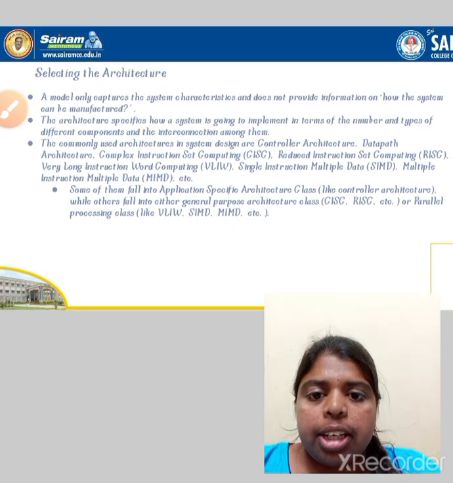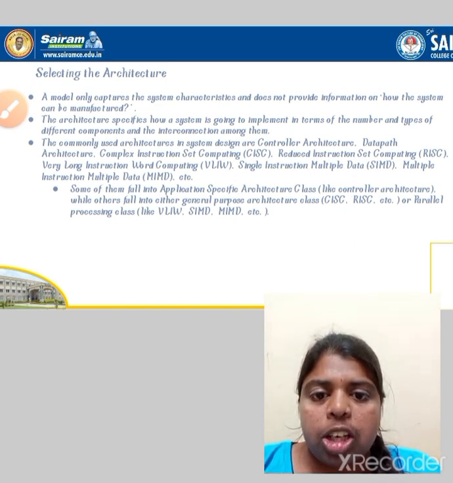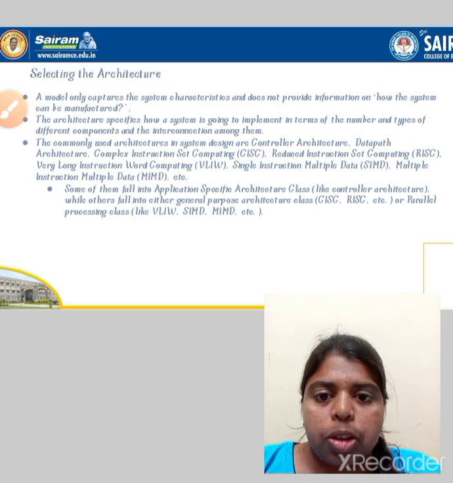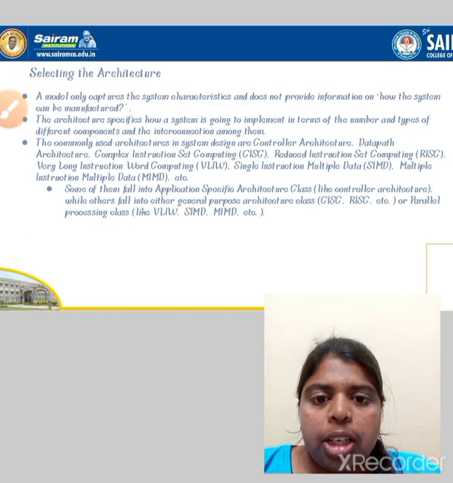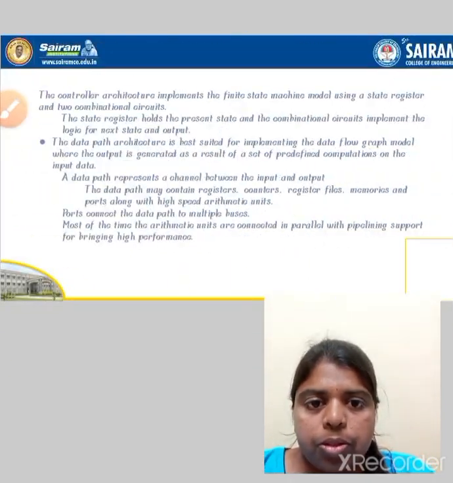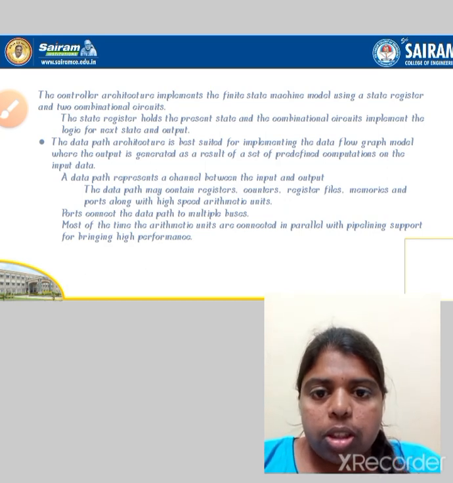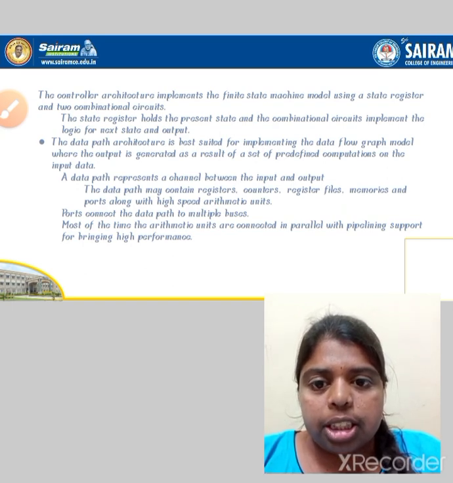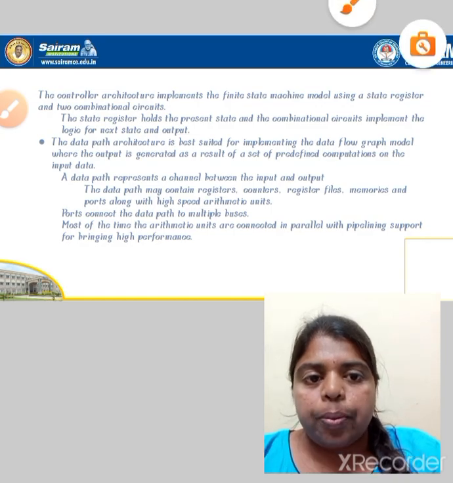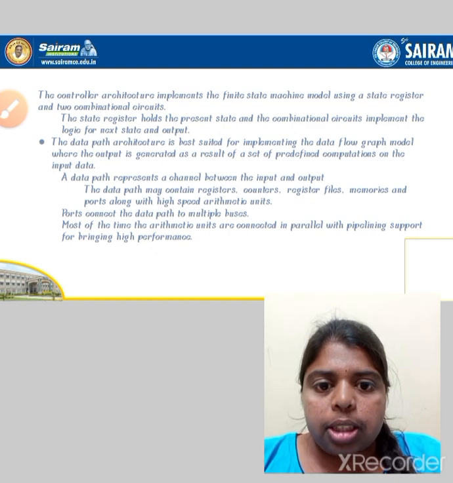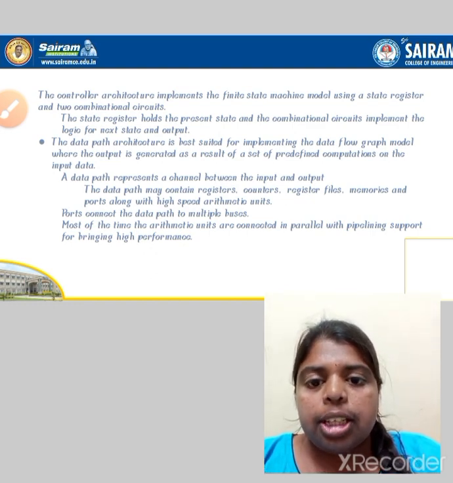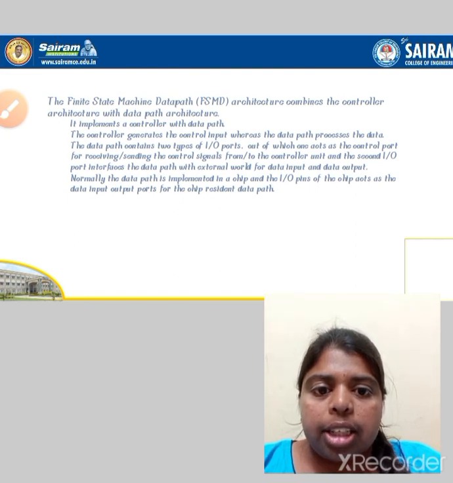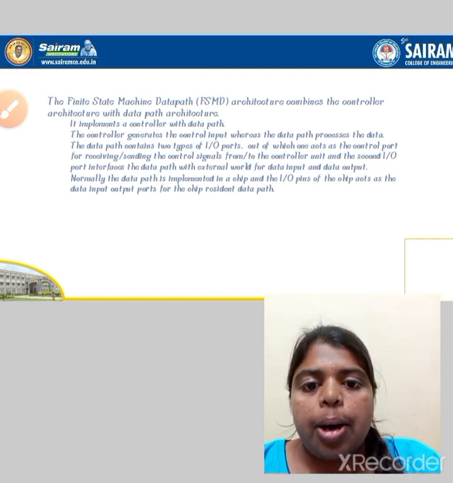The architecture specifies how a system is going to be implemented in terms of the number and types of different components and the interconnection among them. The controller architecture implements the finite state machine model using a state register and two combinational circuits. The state register holds the present state and the combinational circuit implements the logic for next state and output. The finite state machine data path architecture combines the controller architecture with data path architecture.